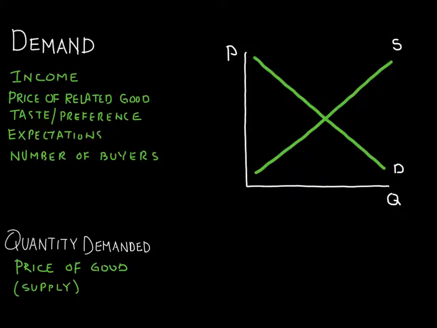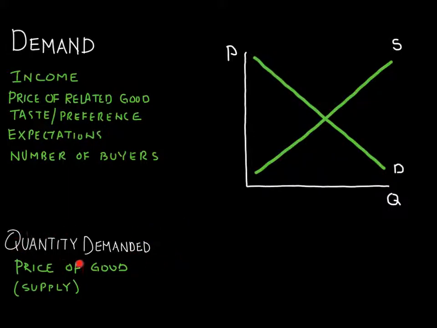First of all, demand is what you are willing and able to buy at all possible prices. So the demand is shown by this entire curve. All the possible prices and how much you're willing and able to buy given those prices. So demand is the entire curve.